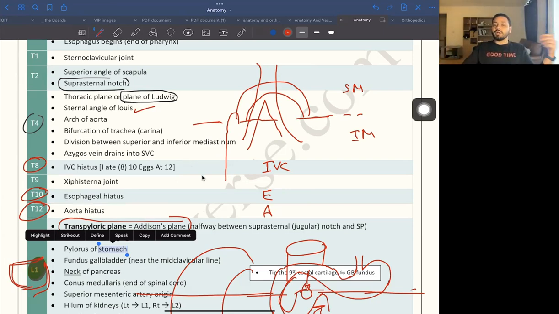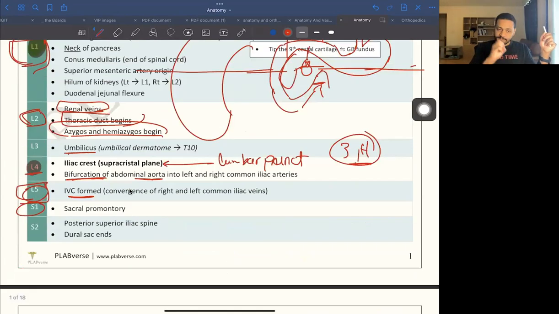And also you need to know T4, which is basically an imaginary line that separates the superior mediastinum from the inferior mediastinum. It marks the beginning and the end of the aortic arch, the bifurcation of the trachea, and where the azygous vein joins the superior vena cava, all right? And so on and so forth. So this is an important table. You need to know all of this stuff now.